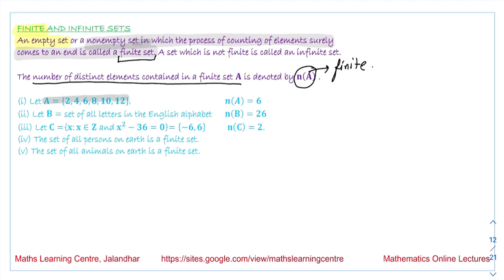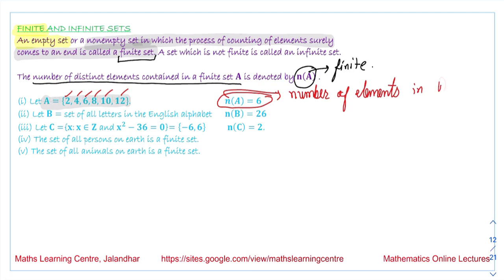This is the set A we are talking about. So how many elements does it have? 1, 2, 3, 4, 5 and 6. So we are writing n of A is equal to 6. n of A is equal to 6 means we are talking about the number of elements in set A, that is equal to 6.